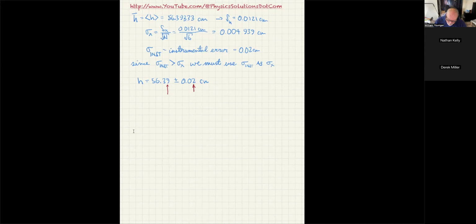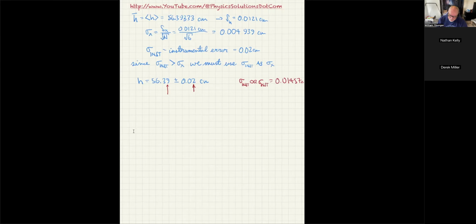Now, some people will say if you get a standard error or an instrumental error like 0.01457 centimeters, something like that, then it's clear that you don't know the second decimal place, because that value of 1 is in the second decimal place, and you certainly don't know the digits beyond it.